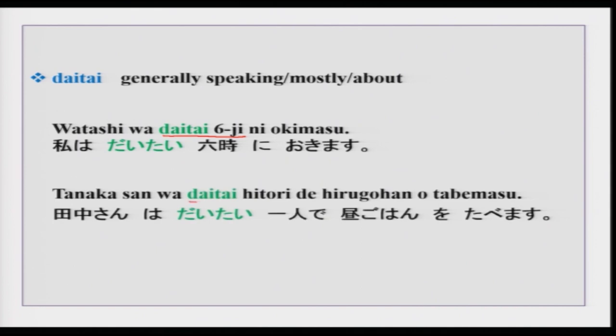Tanaka-san wa daitai, generally speaking, most of the time, hitori de, alone, hiru gohan o tabemasu. Tanaka-san wa daitai, or daitai Tanaka-san wa can also be used. Daitai can come here also. Daitai Tanaka-san wa hitori de hiru gohan o tabemasu. Generally speaking, most of the time, mostly, approximately can also be used.